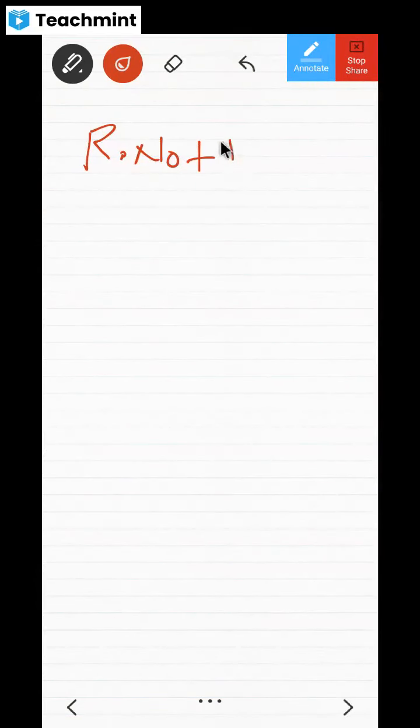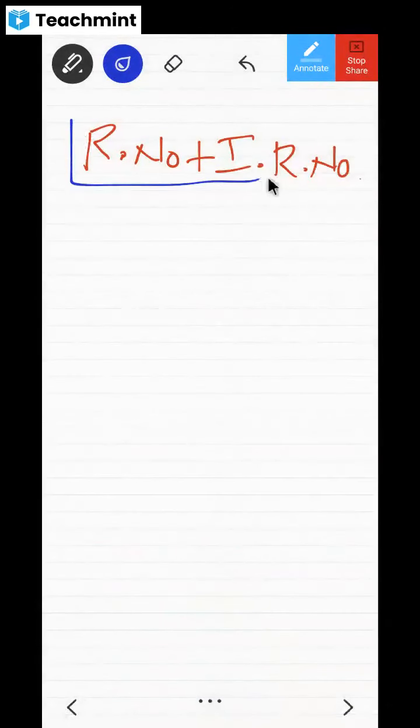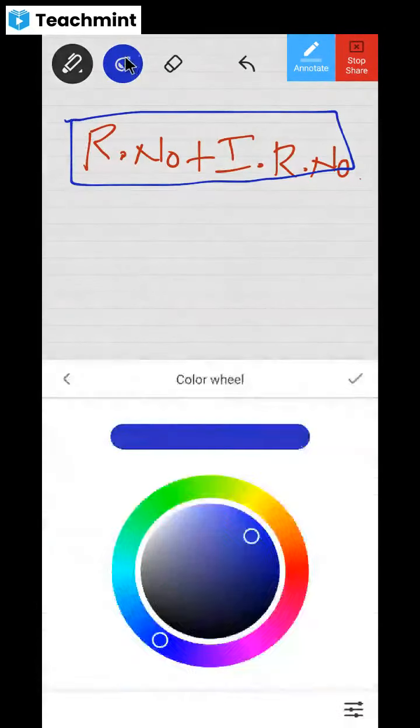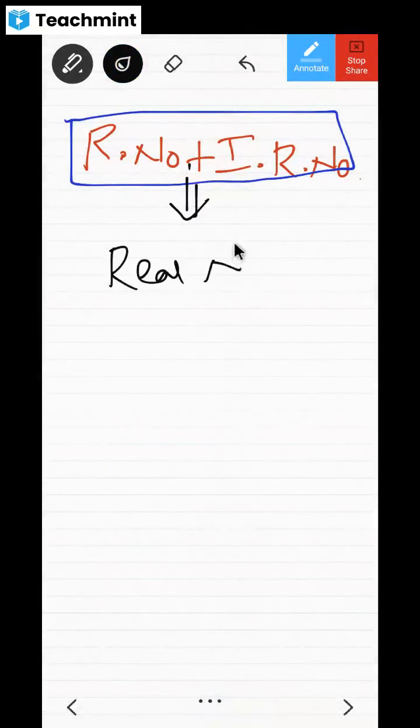plus irrational numbers. Rational numbers and irrational numbers together, these are called as real numbers. Real numbers. If somebody asks you what are real numbers, then you have to say rational numbers and irrational numbers together, they are called as real numbers. Understood, dear children?